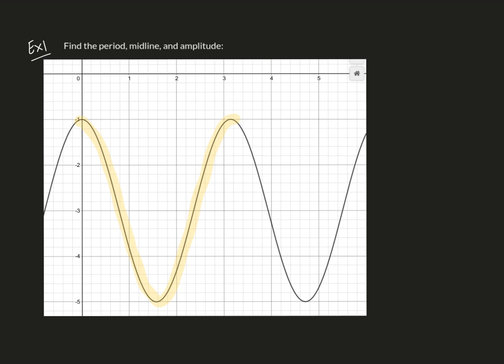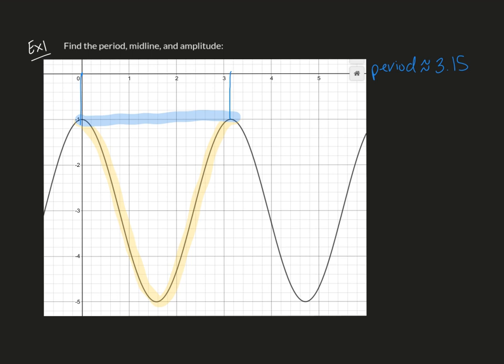So now I need to find the period. So period is the length from the start of a cycle to the end of a cycle. If I notice here, again, we're just going to have to do a little bit of guessing with this. It starts at 0, and it looks like it goes just past 3, but not quite to 3.2, so I'm going to say 3.15. So my period is about 3.15, right? Are we okay with that? I mean, I think that's about what it is.